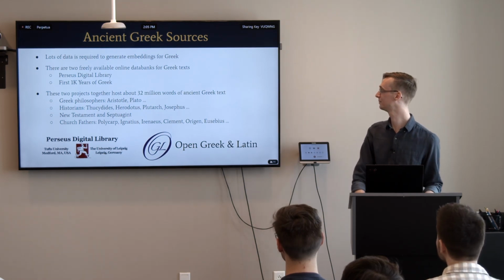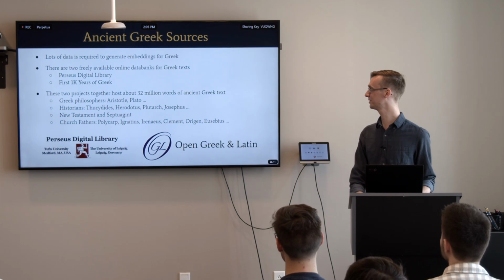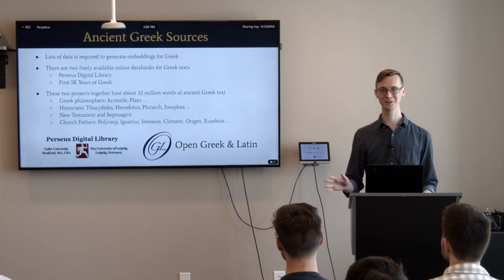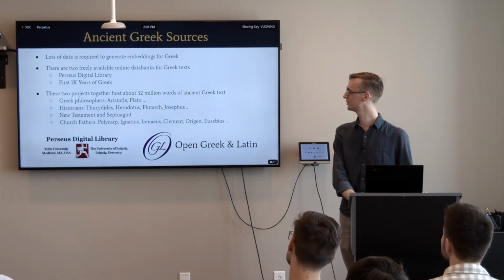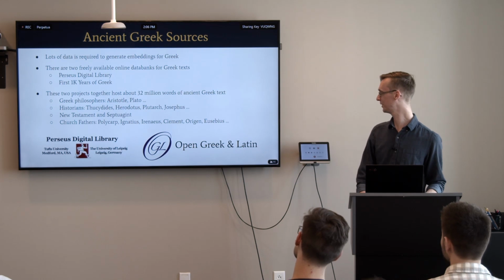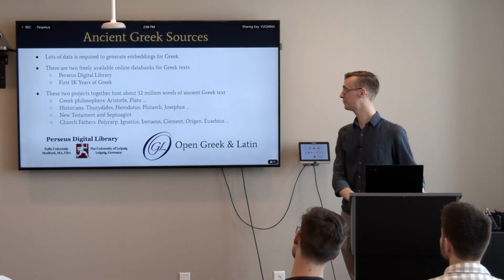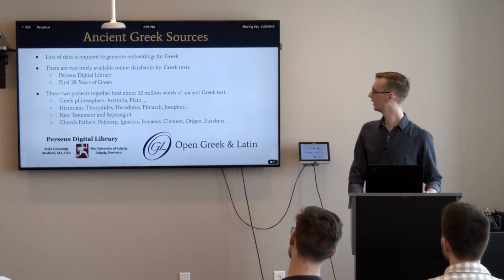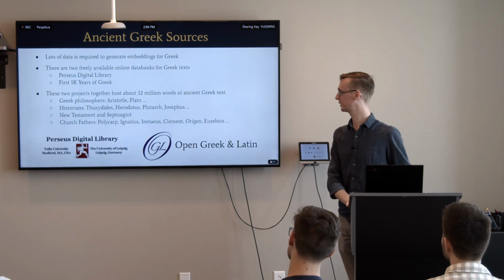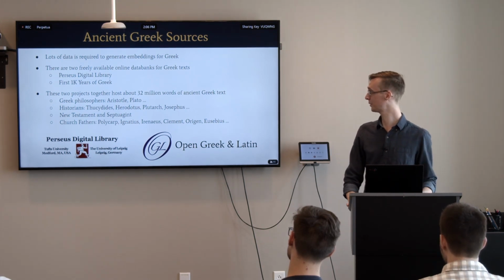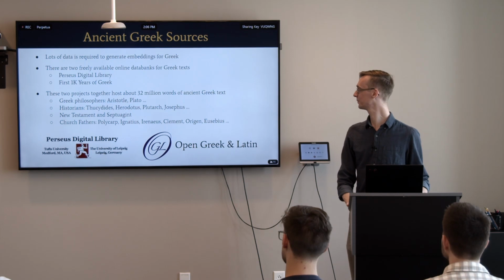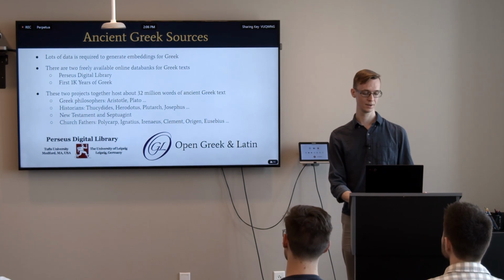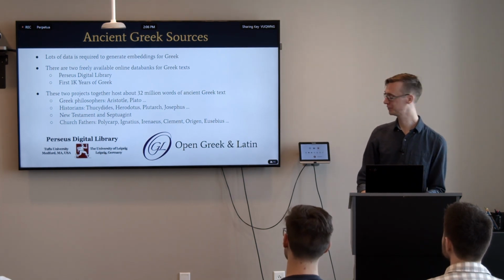It doesn't exist. I found 2 online data banks that collect some text: Perseus Digital Library, actually run by Tufts University here in Boston, which is really cool, and the First 1,000 Years of Greek project, which is run by the Open Greek and Latin project. These 2 projects together only host around 32 million words. It sounds like a lot, but relatively speaking, it's not. This includes everything from the Greek philosophers like Aristotle and Plato, historians, Thucydides, Herodotus, Plutarch, etc. Obviously New Testament, Septuagint, and then some of the church fathers like Polycarp, Origen, Clement. So I took all of this and compiled it into one massive data set.